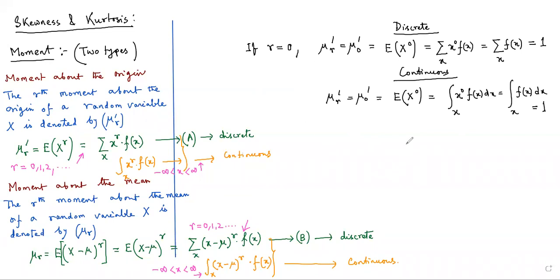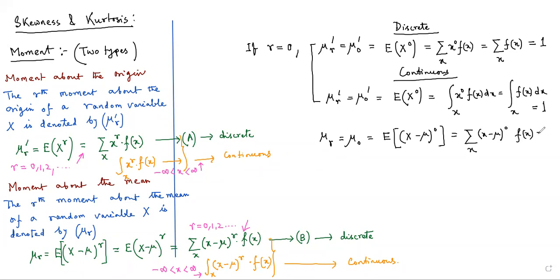Now, what will happen if r equals 0 in the formula of moment about the mean? If I want to calculate moment about mean at r equal to 0, we get mu 0, and mu 0 by the formula is expectation of this quantity, which is summation over x, x minus mu to the power 0 fx, which is, as before, 1, or integration over x, x minus mu to the power 0 fx dx, which is also 1 for discrete and continuous case respectively.